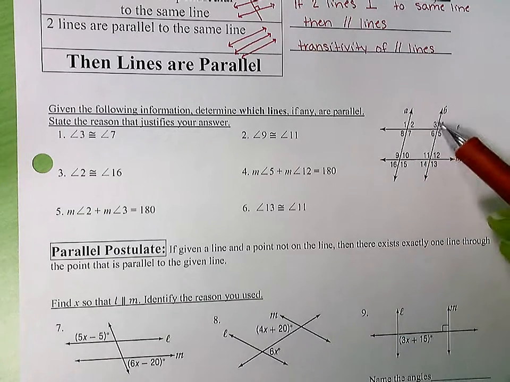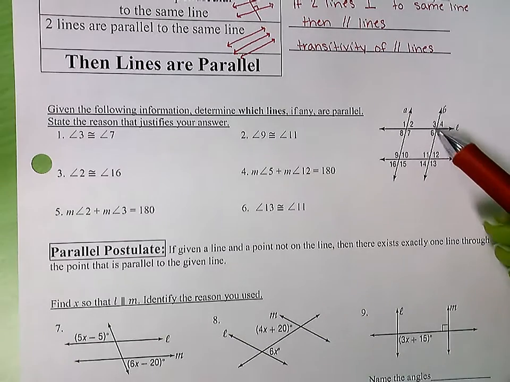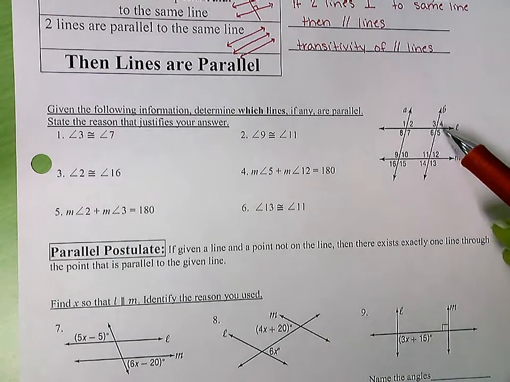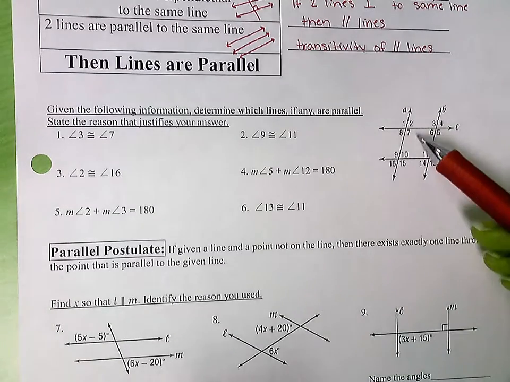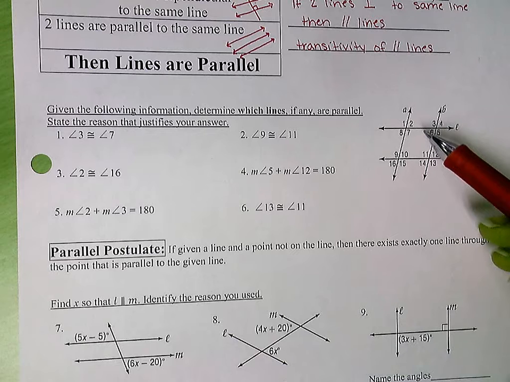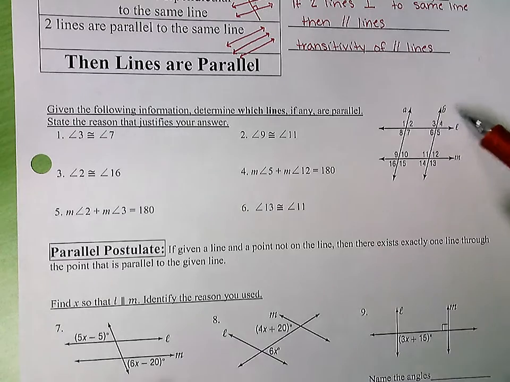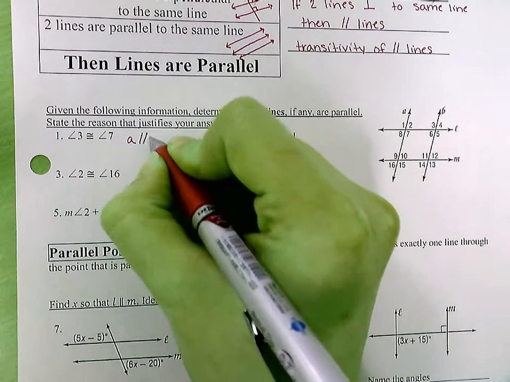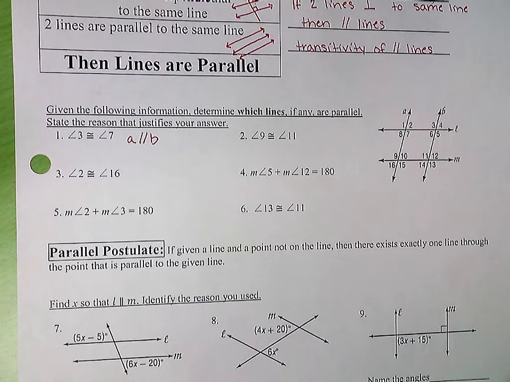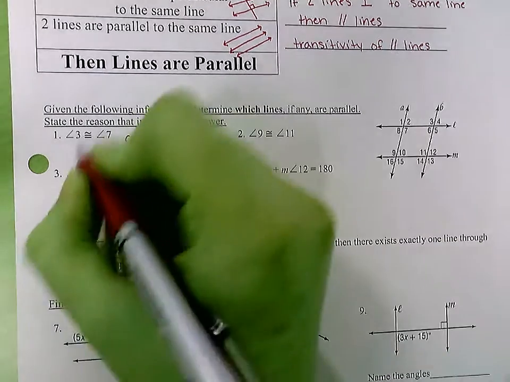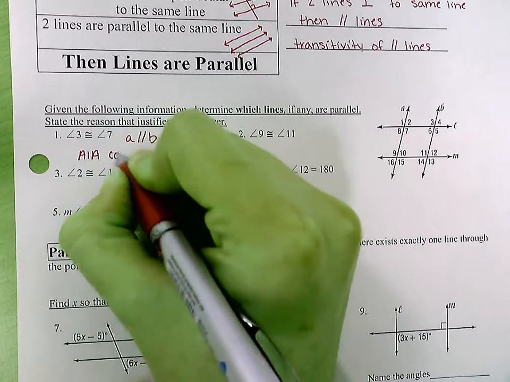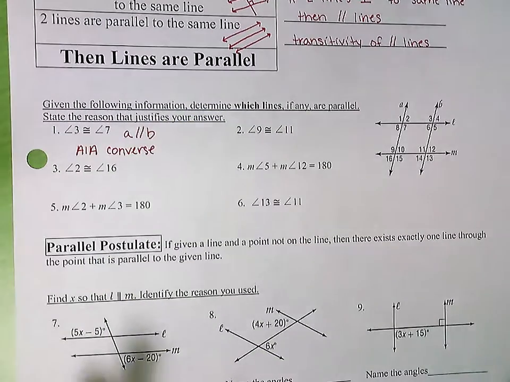Okay. If I look at these two angles, what type of angles do those look like? AIA, right? So given that they would be alternate interior angles, which lines would have to be parallel? A and B. Okay, so I would write that A is parallel to B. Now my reason behind saying that those two lines are parallel would be AIA converse, since those were alternate interior angles, and I'm proving those lines are parallel.